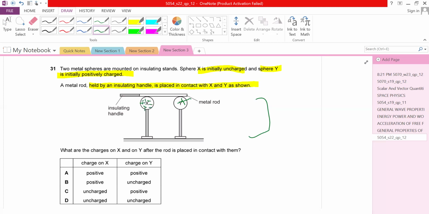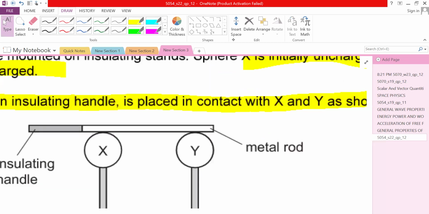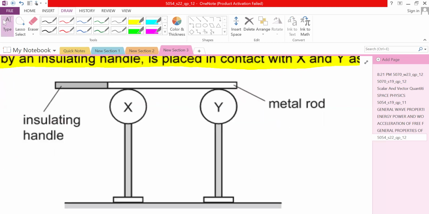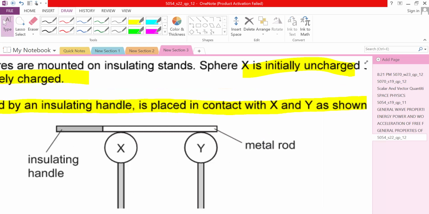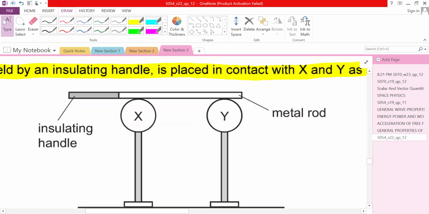When the rod is placed here, let me zoom in and draw them once again. Initially, rod X is uncharged. When Y has positive charge, the X side nearer to it will have negative charge and the farther side will have positive charge. But Y has only positive charge.